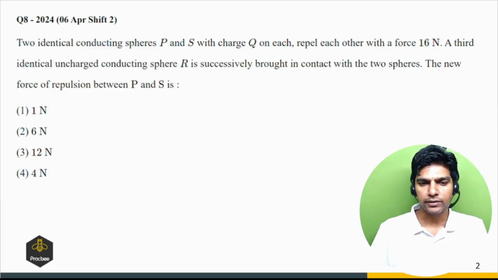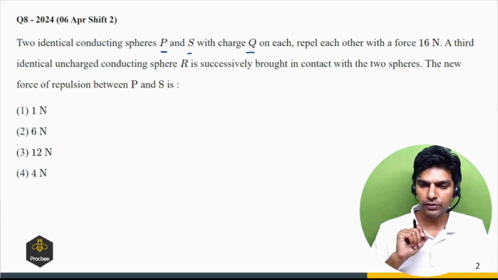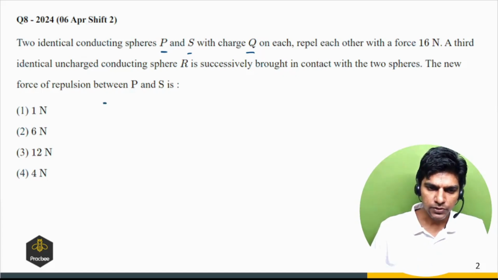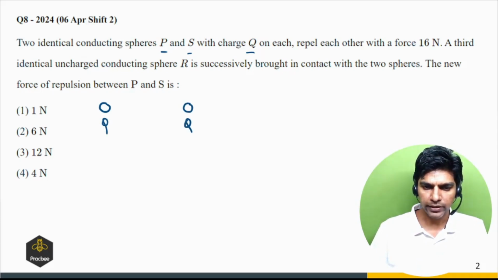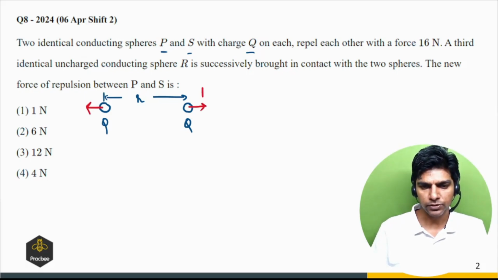2 identical conducting spheres P and S with charge Q on each repel each other with a force of 60 newtons. So Coulomb's law is applicable for point charges as well as for uniform spheres. So we have given 2 spheres and they have charge Q each, and let us say they are placed at a center to center distance r, and they are exerting a force on each other which is 60 newtons.